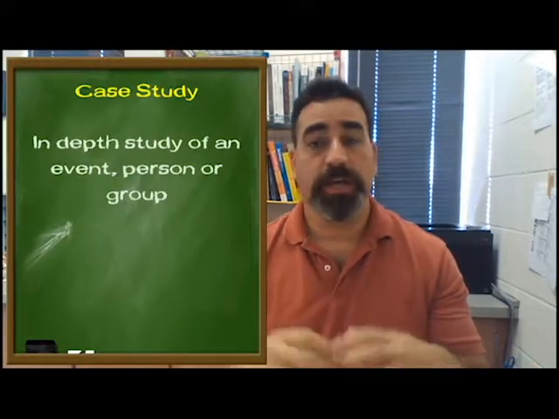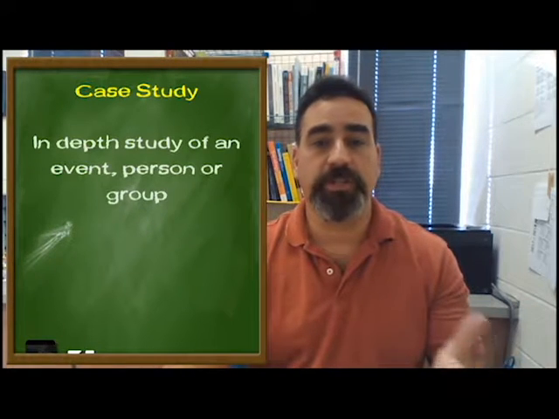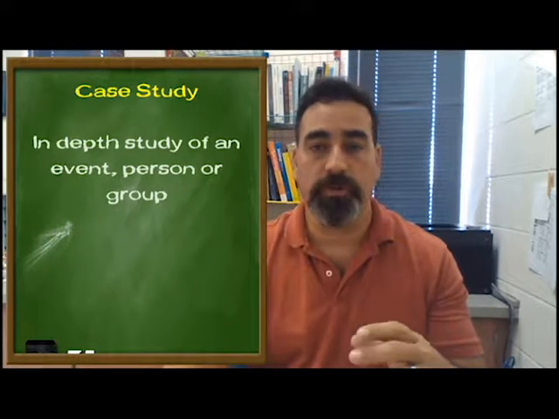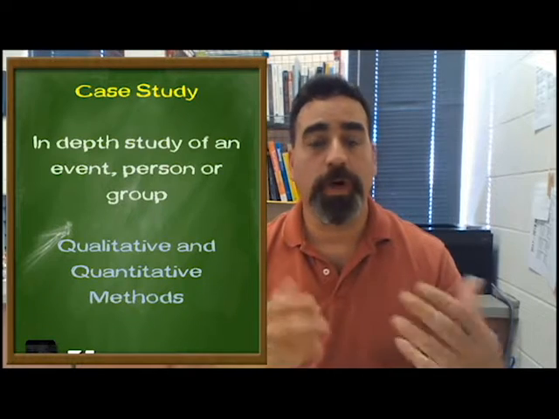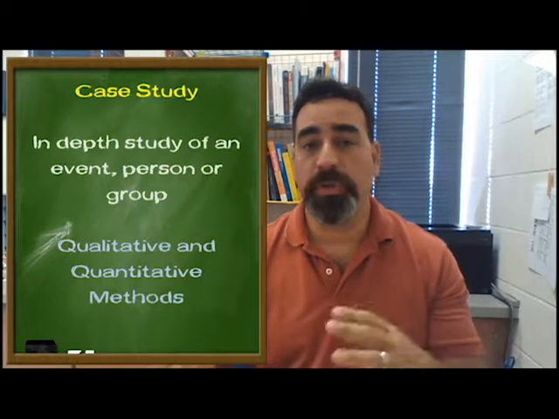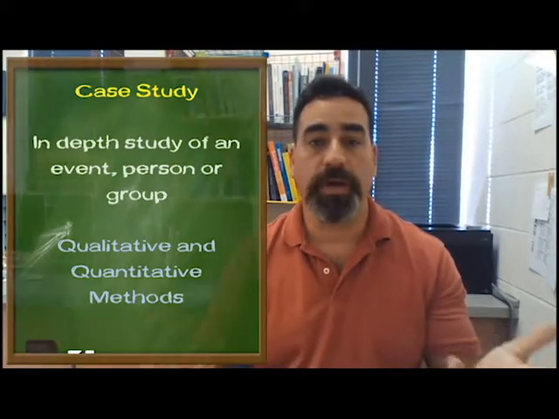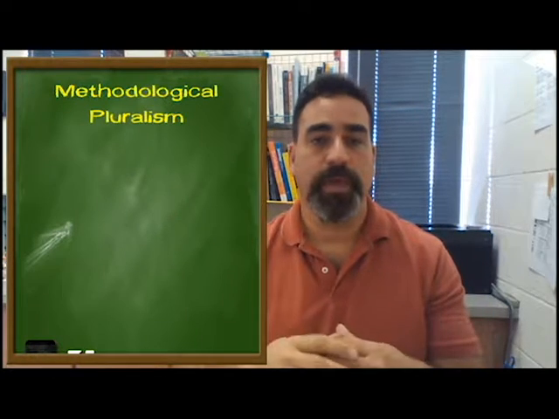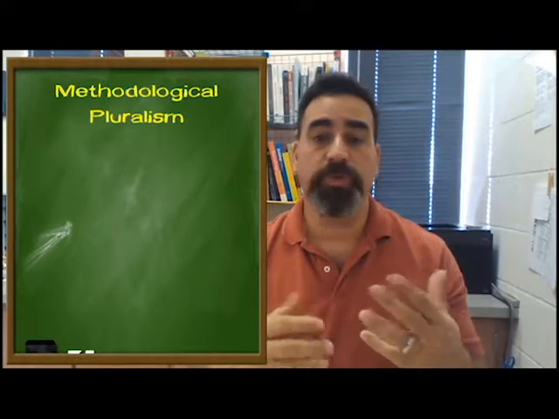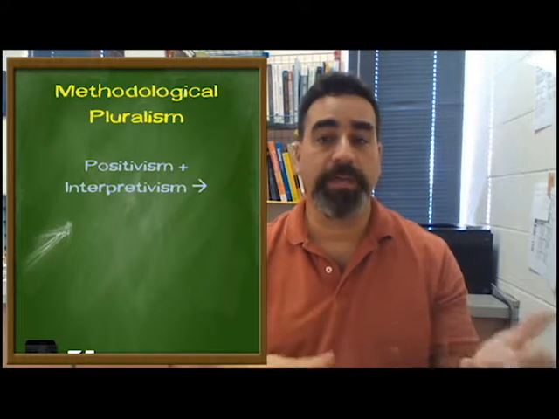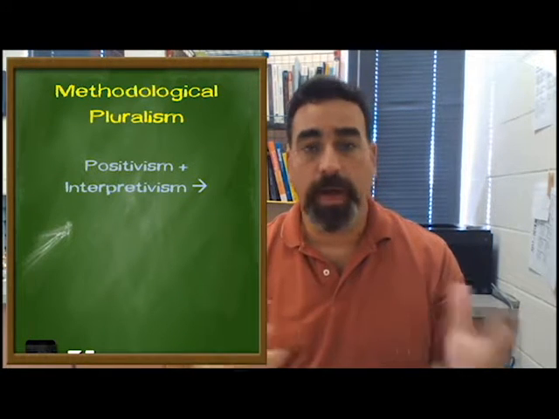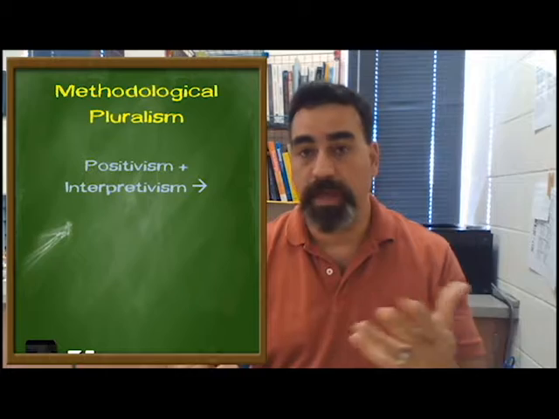Observation studies are often the main focus of case studies. A case study is an in-depth investigation into a particular event, person, or group. The case study will involve qualitative methods, but may also pull in quantitative studies that help the researcher get a more broad picture of what is going on in the sample. Case studies using multiple kinds of research is an example of methodological pluralism. Methodological pluralism combines research methods like positivism and interpretivism in complementary ways to improve validity and reliability.